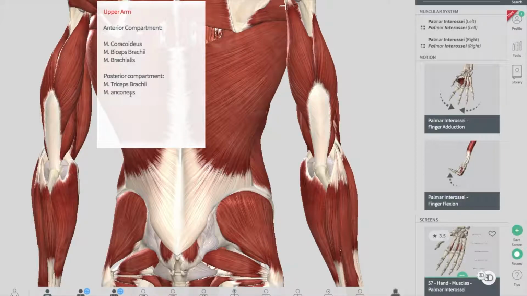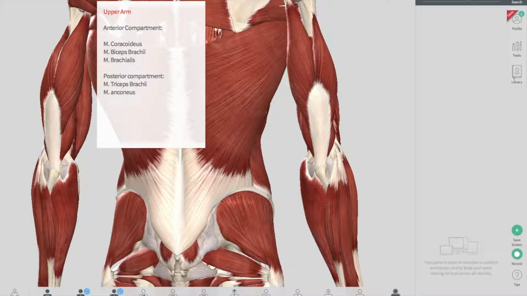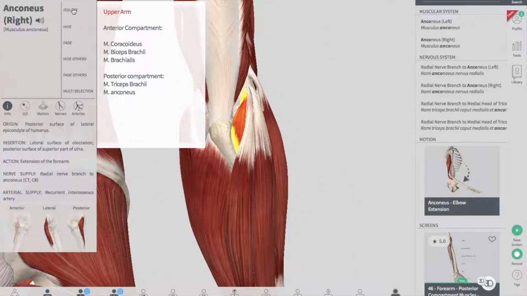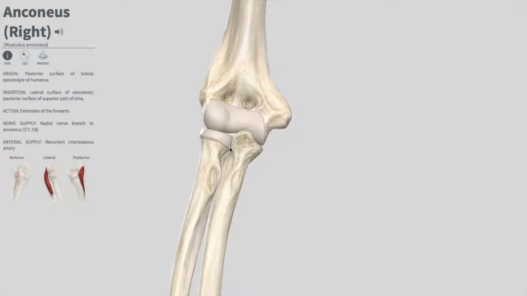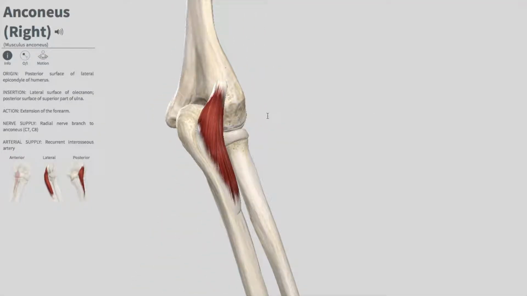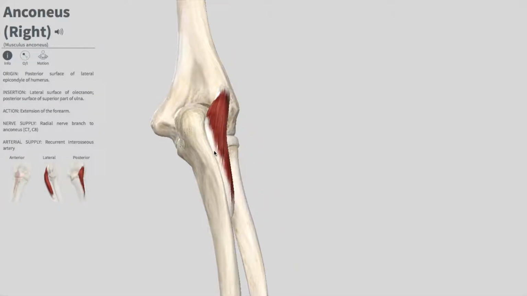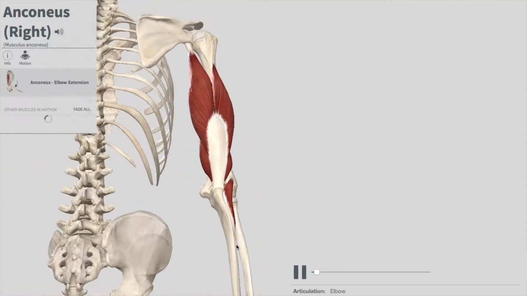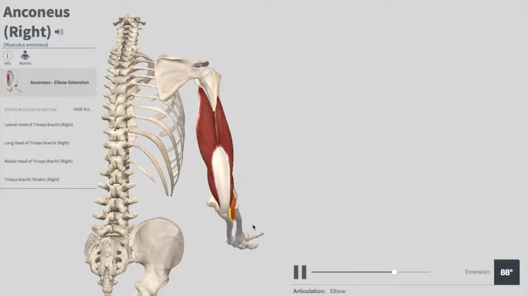And then you have musculus anconeus. Actually that's easier to just search for it. It's going to be here, musculus anconeus. Let's see if I can. Here's the muscle. And musculus anconeus is going to originate from the lateral epicondyle of the humerus and insert at the epiphysis proximalis of the ulna. And the function of this is actually to extend the lower arm, as you see here. It extends backwards like this.